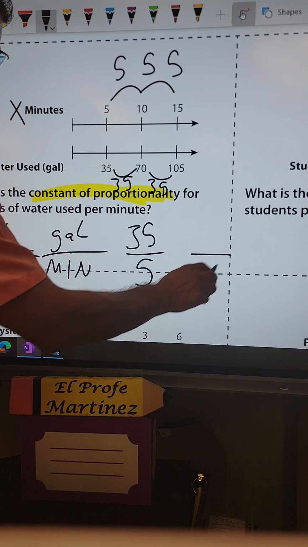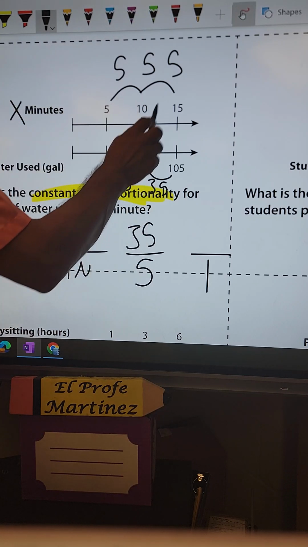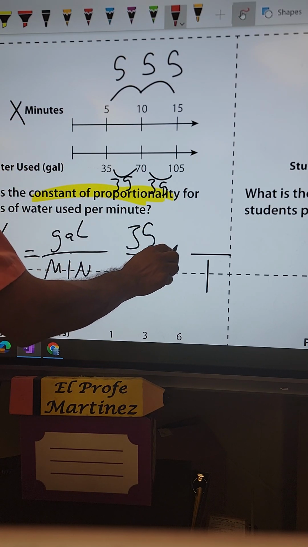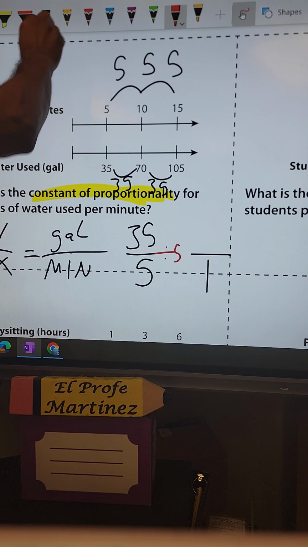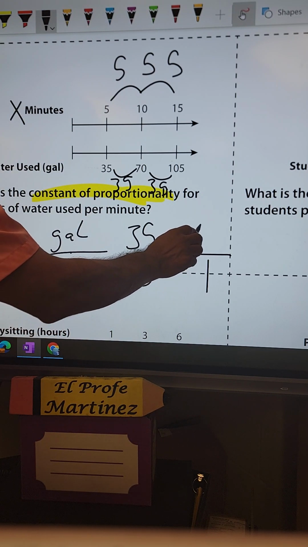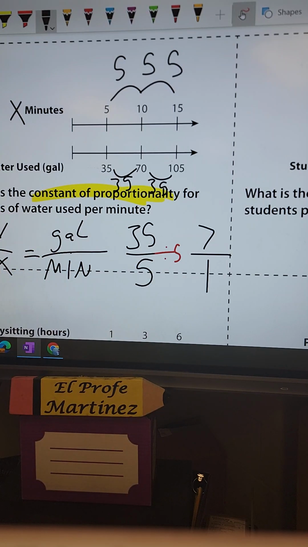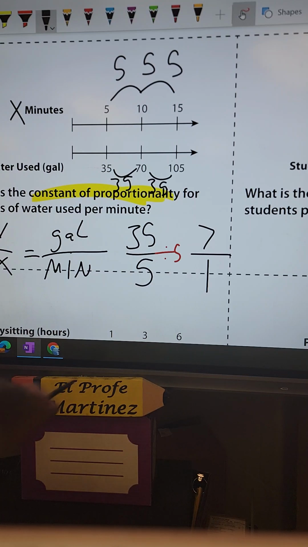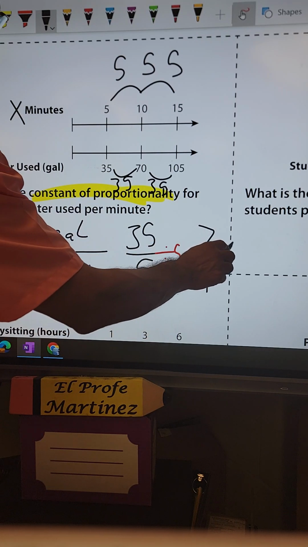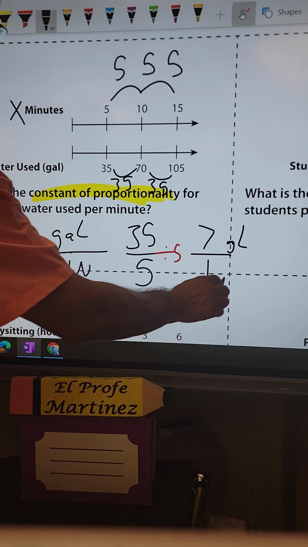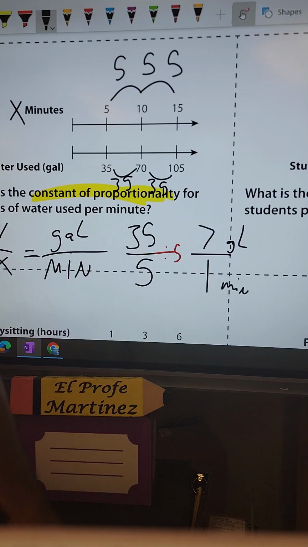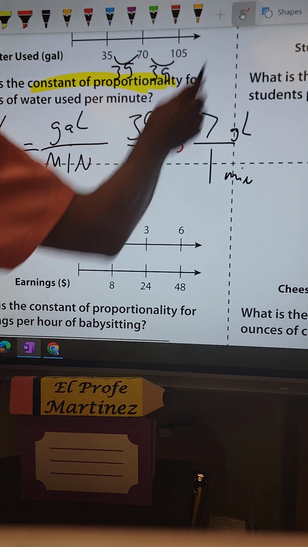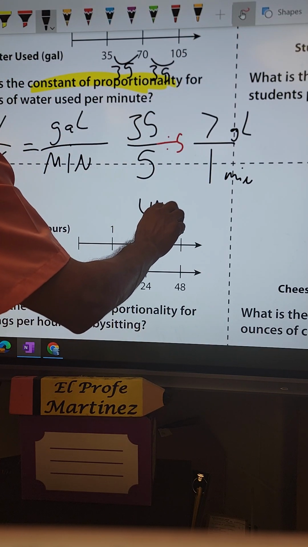I want at the first minute, at 1 minute. And to do that, all you gotta do is divide by the denominator. So divide by 5, and you get 5 goes into 35 7 times. And that is my constant of proportionality, or my unit rate. That means my rate at 1, which means that we're using 7 gallons per minute. Okay, and that is called my constant of proportionality, or sometimes we call it also the unit rate.